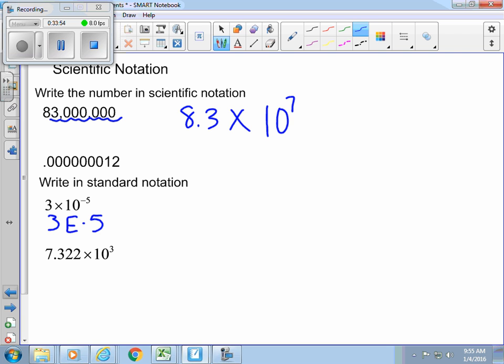So this one we're moving a decimal 1, 3, 4, 5, 6, 7, 8. But this time it is a negative 8 because I'm dividing by 10 to the 8. Right, in standard notation. Well, this is 3.0 as of now, times 10 to the negative 5th. Standard notation would be like this.